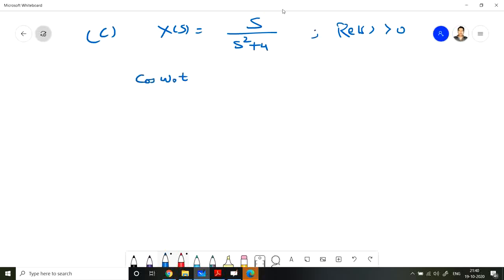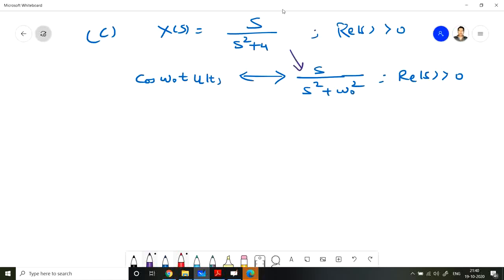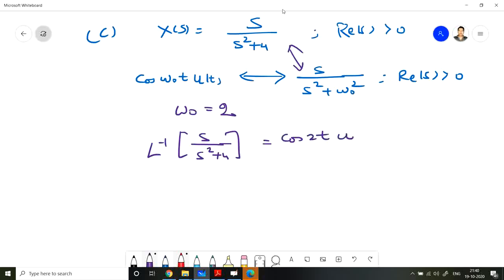cos omega naught t into u(t). The Laplace transform for this signal is s divided by s square plus omega naught square, and the real part of s is greater than 0. Now if we compare these two expressions, then we can find out that omega naught is 2. So the inverse Laplace of s divided by s square plus 4 is equal to cos 2t into u(t).